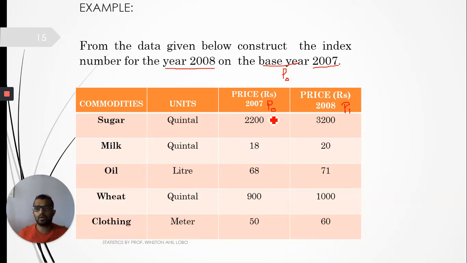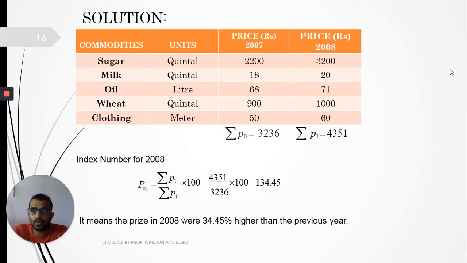Numbers are given now: commodities, sugar, milk, oil, wheat, clothing, all these things are given. The price is given for 2007, the price is given for 2008. Let us see how to work out such a question. So this is how we work out. Students, the formula you know. The formula of simple aggregative method is summation P1 by summation P0 into 100. P01 equals summation P1. Summation P1 means we need this total. This is P1, I told you in the question, and this is P0. You need to do the total of this.